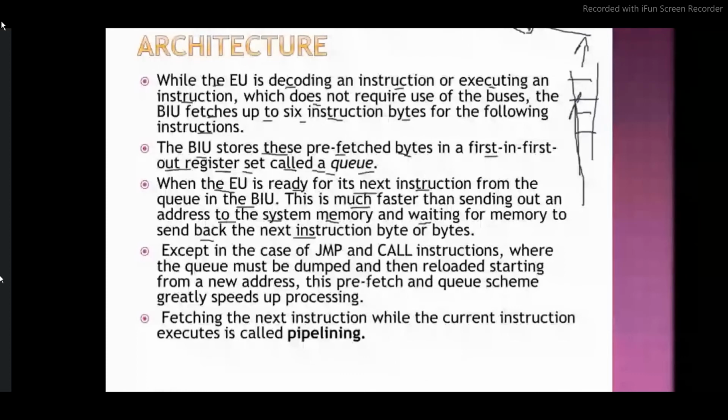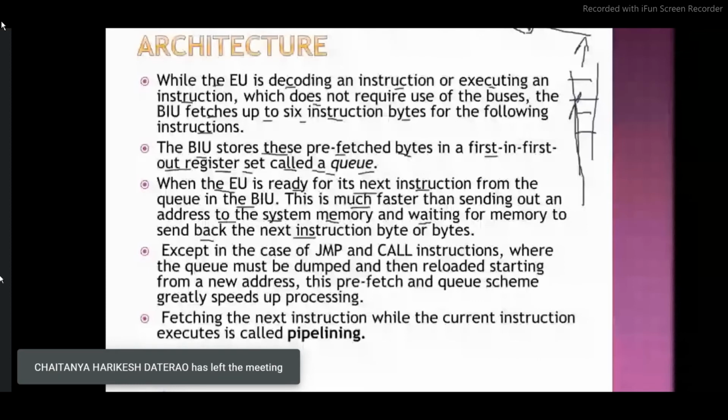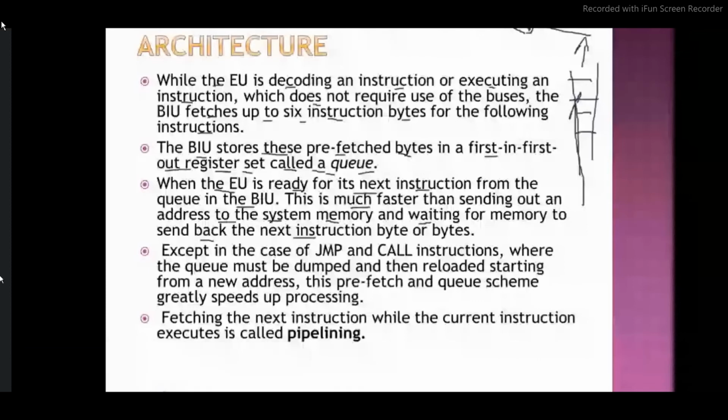When the execution unit is ready, having already processed its instructions, it is ready for the next instruction. It fetches from the BIU, the bus interface unit, and this process is very much faster. You have to transfer the next instruction from the queue in the BIU to the EU. This transition is very fast compared to sending out the address to the system memory and waiting for the memory to send back the next instruction byte or bytes. Did this sentence make sense?